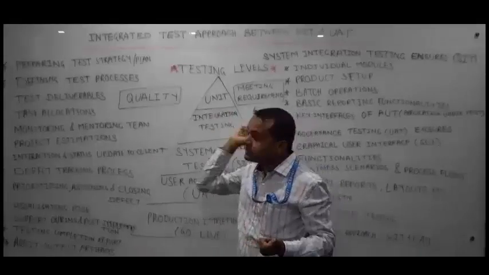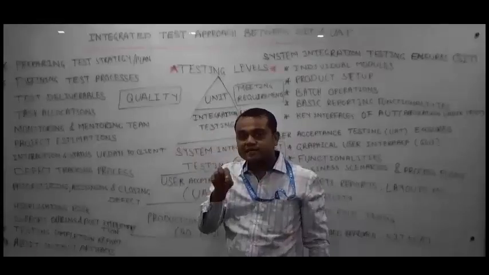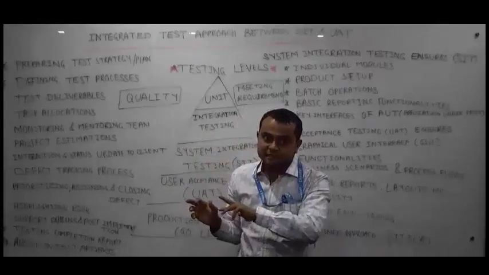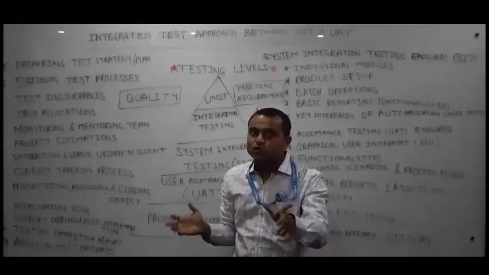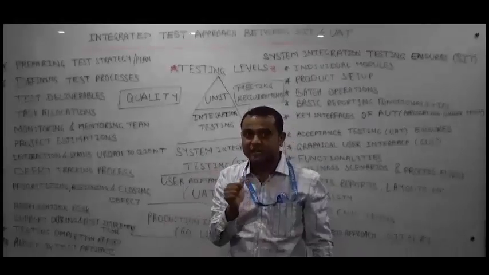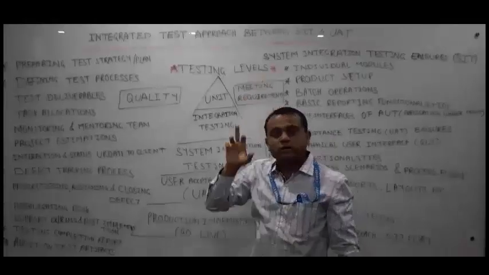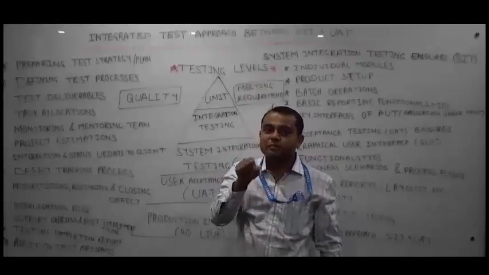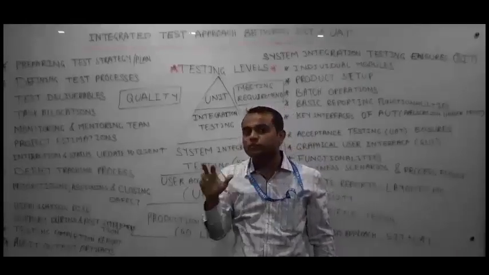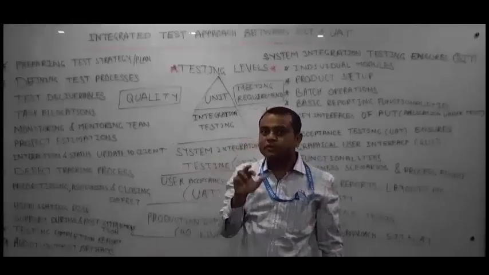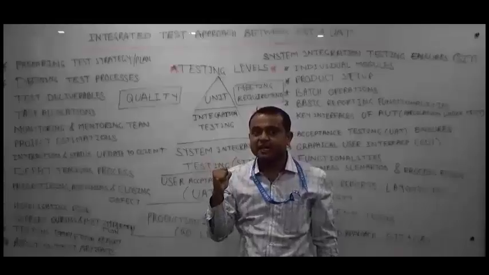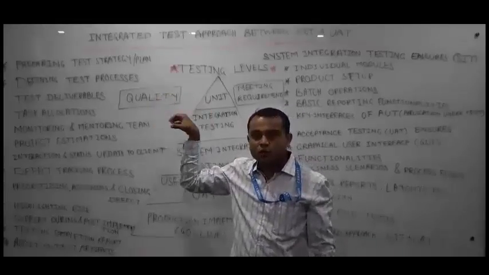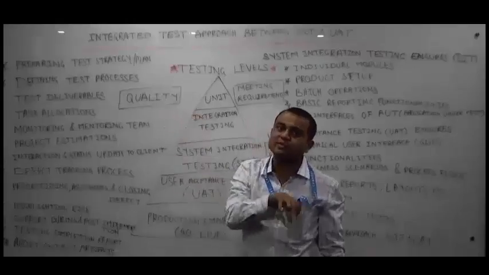Then preparing the test strategy and test plan. In test strategy, if there are two test managers, a SIT test manager and a UAT test manager, both will prepare different test strategies. But in the integrated test approach, two test managers are not required. There will be only one test manager and two TLs. Both TLs will represent UAT and SIT.